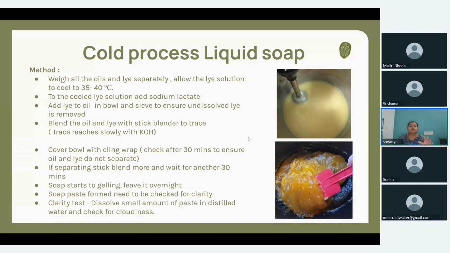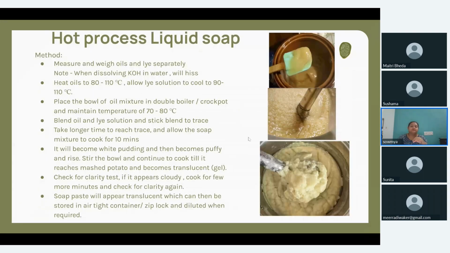For hot process, it is slightly different, meaning you will heat things up. You will heat your oils, and your lye solution will also be hot. You allow the lye solution to cool down to 90 to 110 degrees Celsius, and maintain that temperature. Then you use a double boiler or a crock pot and maintain a temperature of 70 to 80 degrees Celsius in that.